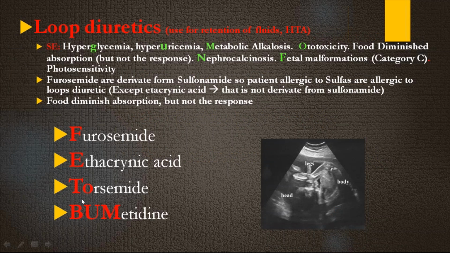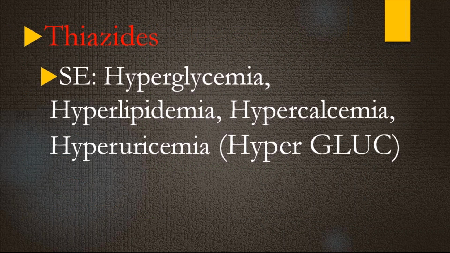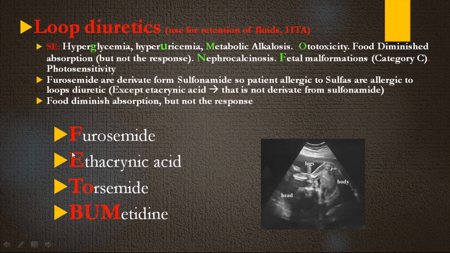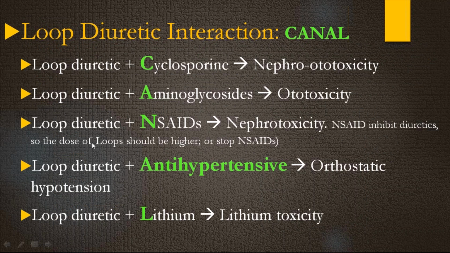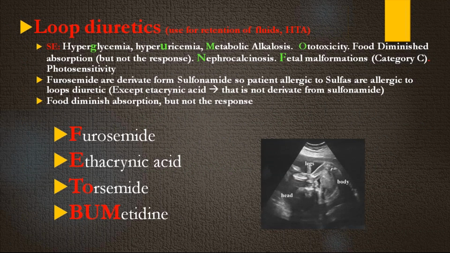So remember: furosemide, which is Lasix, ethacrynic acid, torsemide, and bumetanide. What these guys are going to do is get rid of sodium and potassium. So if you get rid of sodium and potassium, the end result is hyponatremia and hypokalemia. Now, the loop diuretics are the big guns, and the thiazides are the small guns. They have the same characteristics as the loop diuretics, but it is minor, less severe.